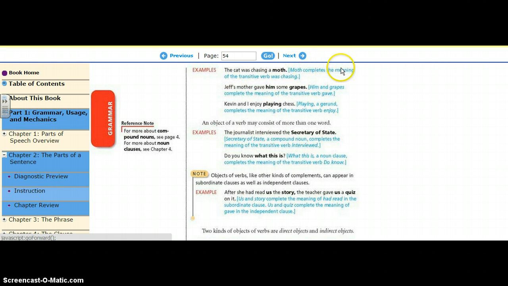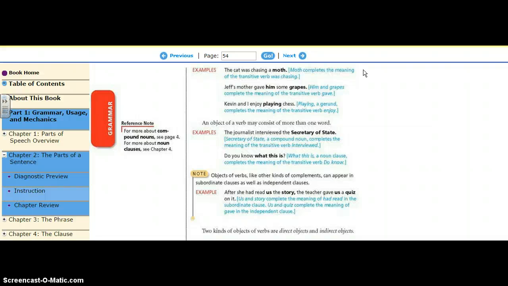On page 54, we have examples of the objects of a verb. The cat was chasing a moth. Moth completes the meaning of the transitive verb was chasing. Jeff's mother gave him some grapes. Him and grapes complete the meaning of the transitive verb gave. Kevin and I enjoy playing chess. Playing, a gerund, completes the meaning of the transitive verb enjoy.